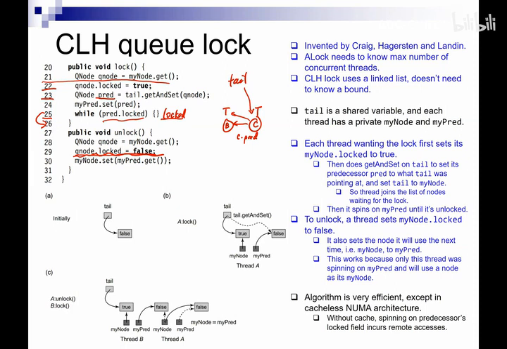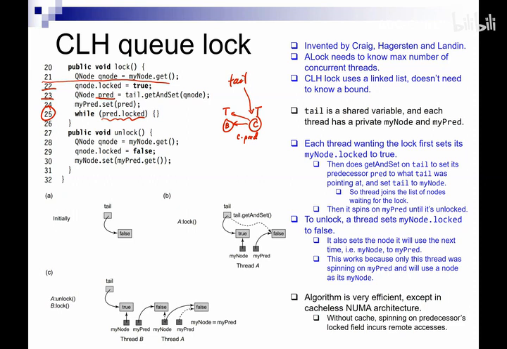There's one last thing I want to talk about, which is the efficiency of this algorithm. This algorithm is actually very efficient in most architectures, because the only spin operation I do over and over is this read operation. I'm just reading my predecessor's locked variable.